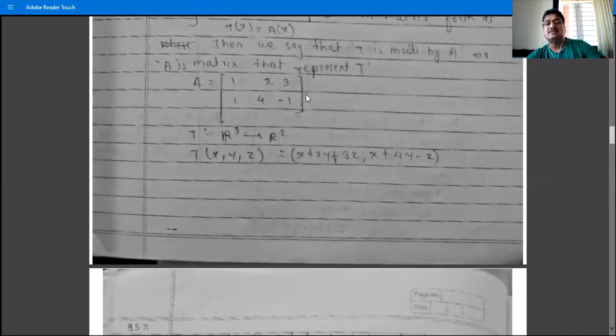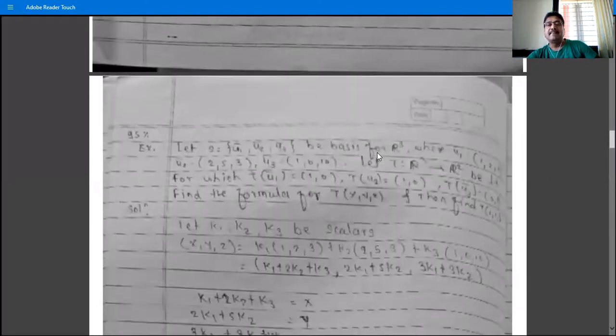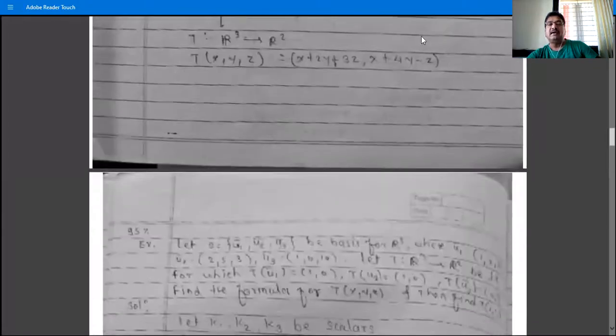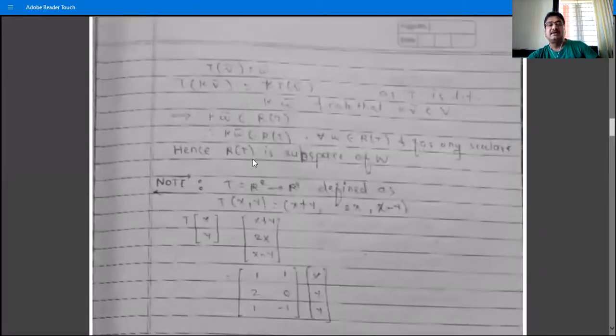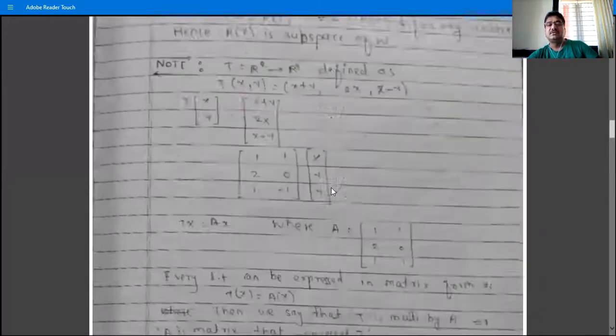Tx = Ax, where x means XYZ. So A times x is (x + 2y + 3z, x + 4y - z). So from the standard matrix we have the linear transformation. If we are given A, then we can find T(x, y) in this way.